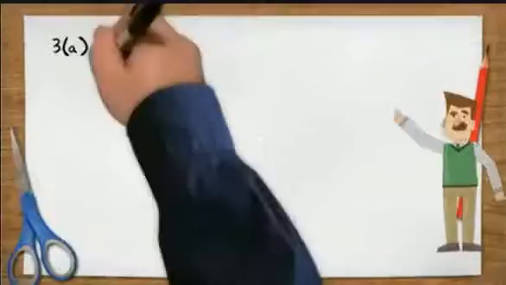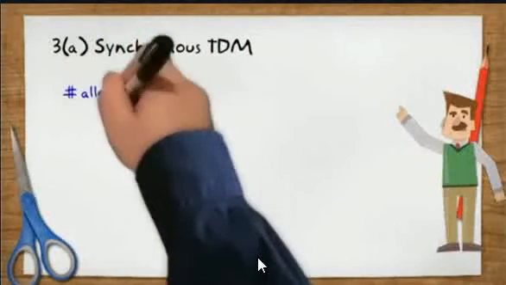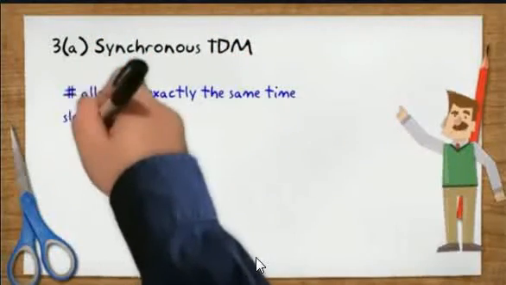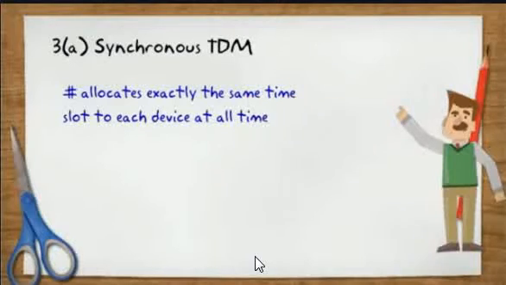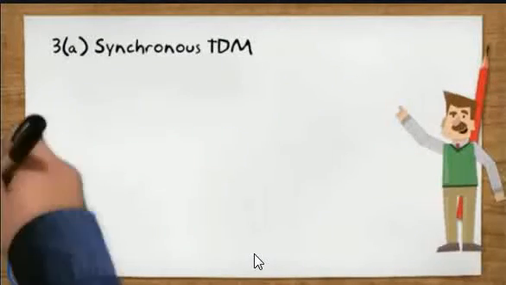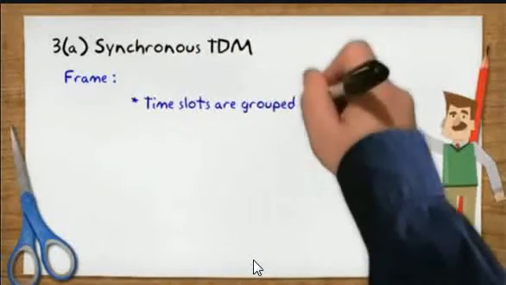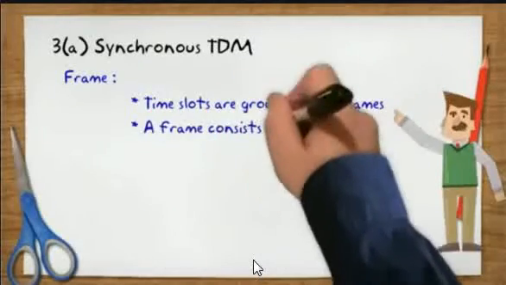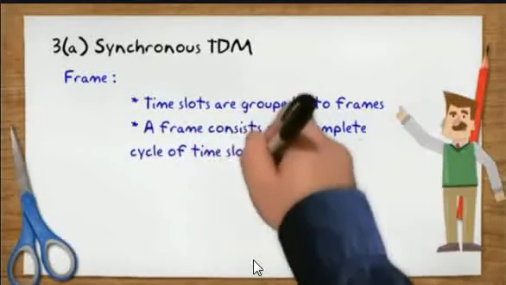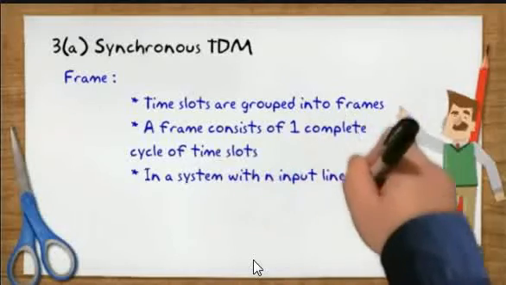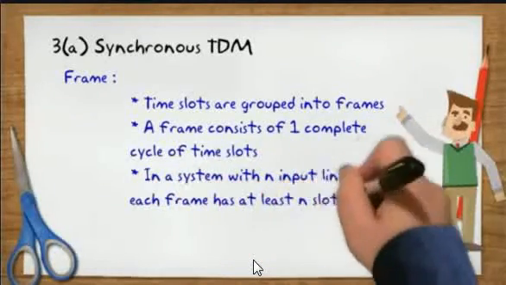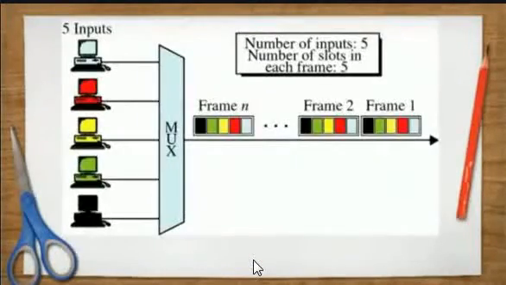Synchronous time division multiplexing allocates exactly the same time slot to each device at all times. It allocates time in frames. Time slots are grouped into frames, and a frame consists of one complete cycle of time slots. In a system with n input lines, each frame has n slots, obviously.